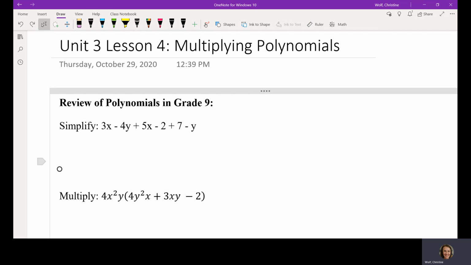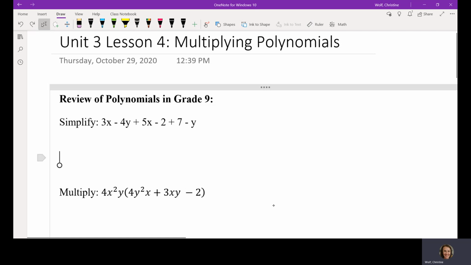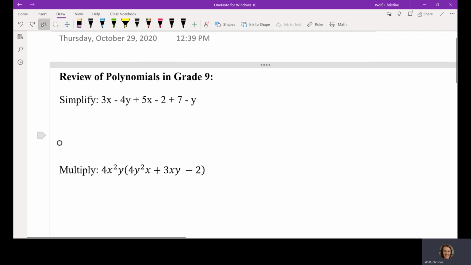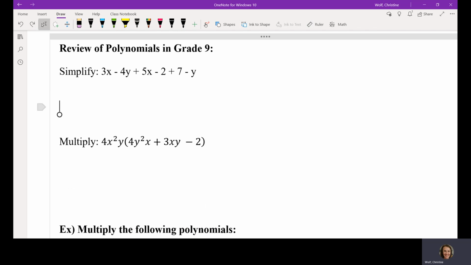So we're going to actually take a break from those factor trees that we've been doing the last 3 lessons and focus on something totally different. You guys actually learned all about polynomials in grade 9, so I'm going to do a little review of something you learned in grade 9. The first thing we're going to talk about is simplifying polynomials.